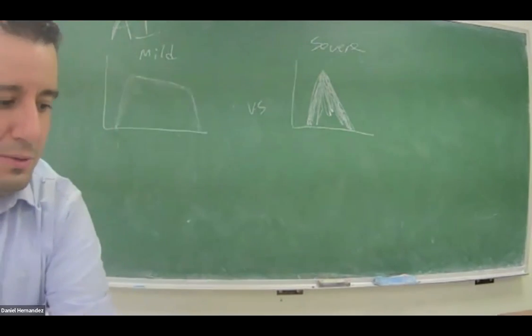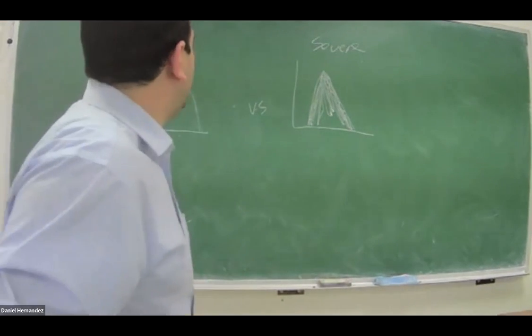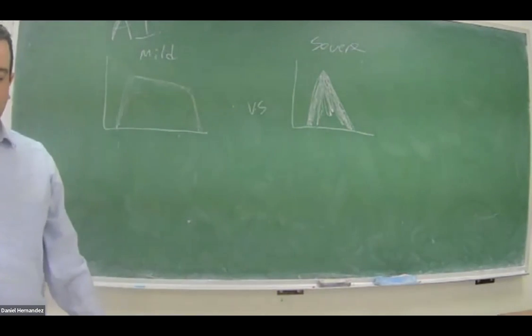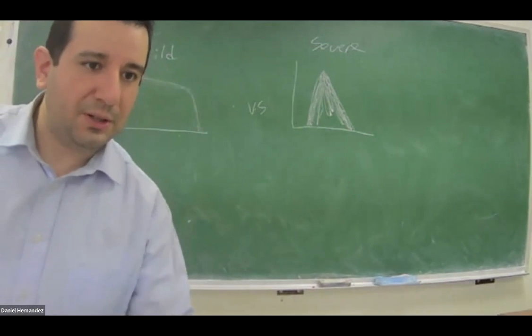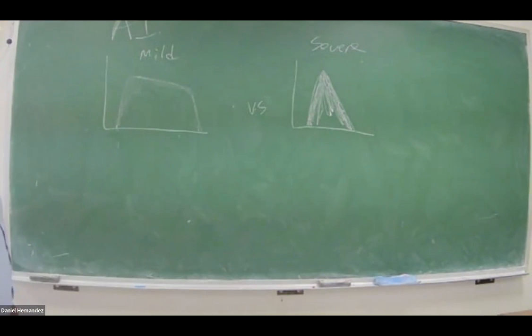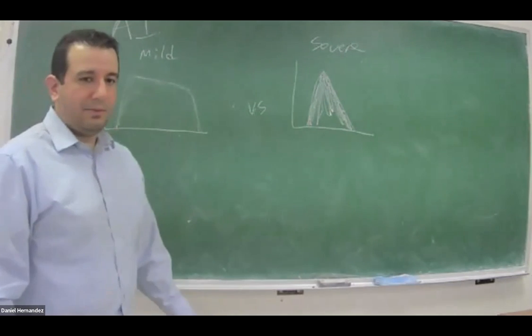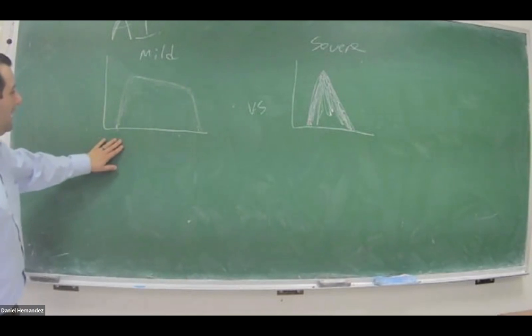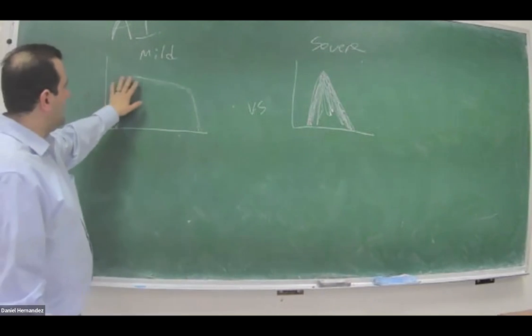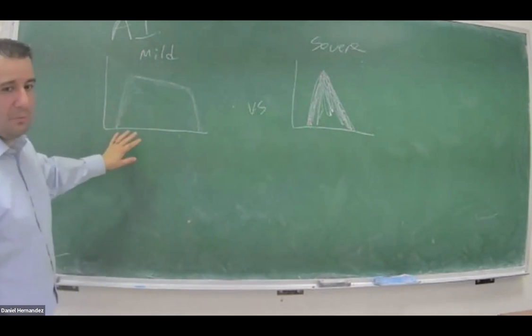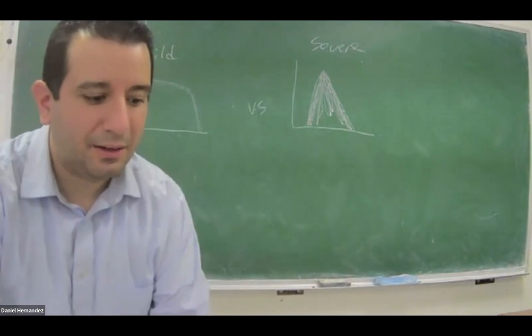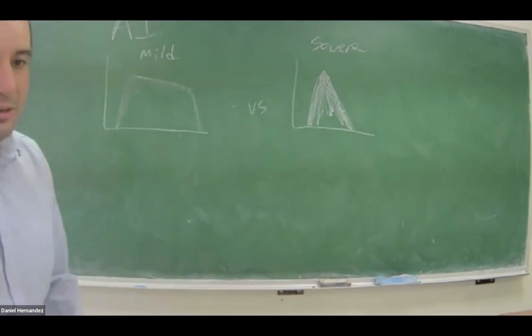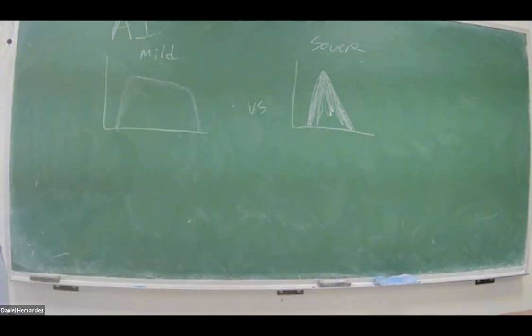So don't get confused between severe mitral stenosis and aortic regurge or aortic insufficiency, because they're going to be opposite of each other. So mild AI is going to have a very flat slope. It's going to be a very light tracing. The fainter it is, the lighter it is, the less severe it is.